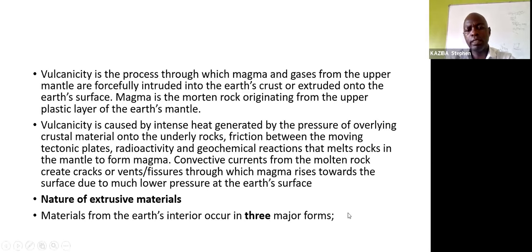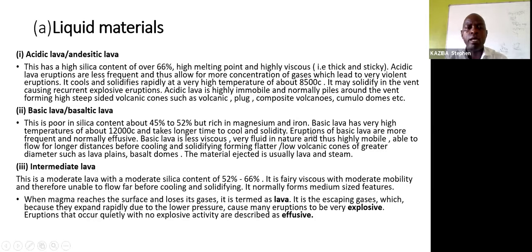Now, we're going to look at the nature of material that is extruded onto the Earth's surface, because it is very important. We're going to use it in the explanation of this question. So we have liquid materials. Now, the liquid materials, we have three. You have acidic lava or andesitic lava. In fact, if you get this, you'll even be able to answer a question which says, distinguish between acidic lava and basic lava.